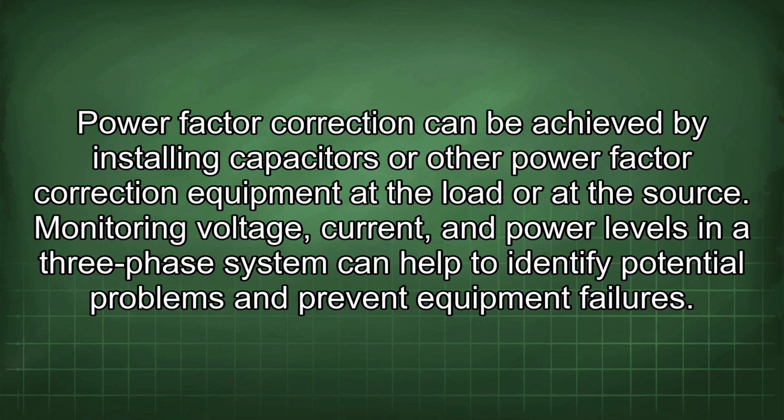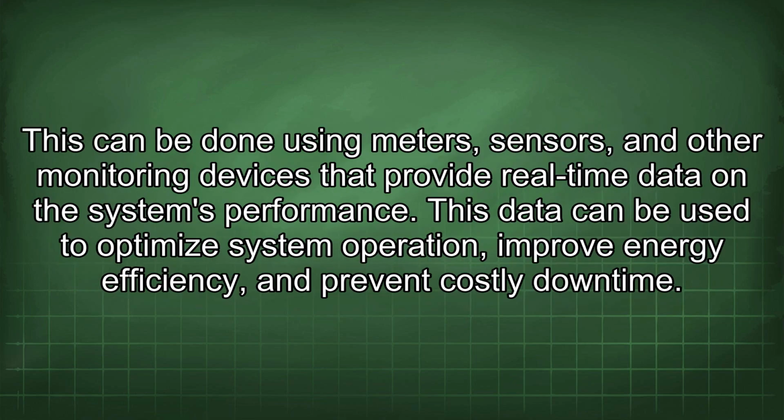Monitoring voltage, current, and power levels in a three-phase system can help to identify potential problems and prevent equipment failures. This can be done using meters, sensors, and other monitoring devices that provide real-time data on the system's performance. This data can be used to optimize system operation, improve energy efficiency, and prevent costly downtime.